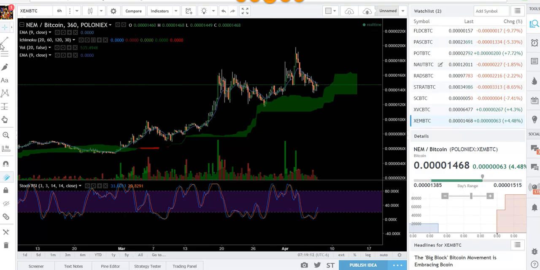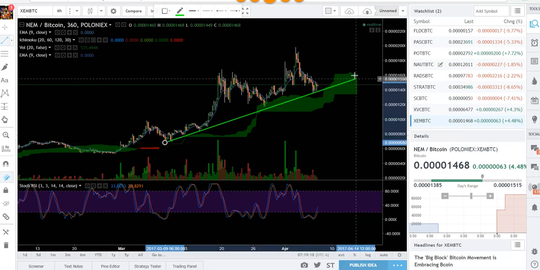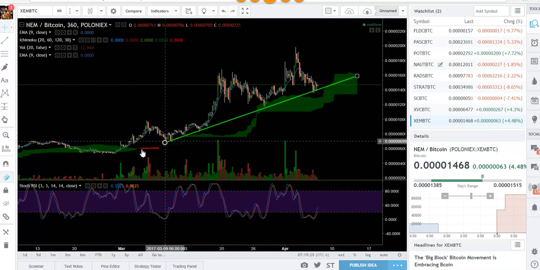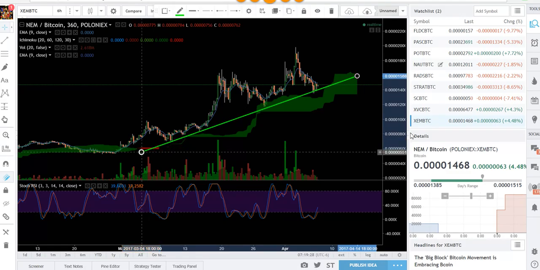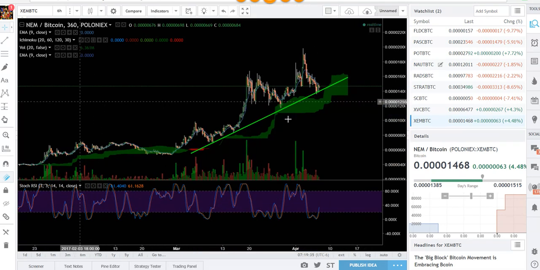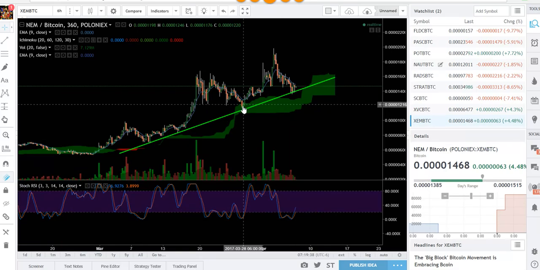Now, we saw that this was basically trending in this relative area like this. Now, when I gave a trade last week on XEM at about the 1250-ish area, right in here, this is why. I wanted to show you how these pieces of the puzzle come together.